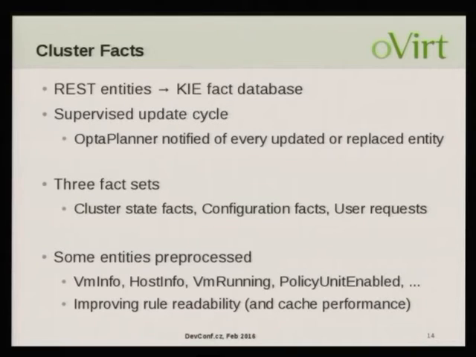Some entities are preprocessed, basically because the REST API entities are pretty deep and pretty complicated, and the caching mechanism in Drools only caches top-level objects or accesses to top-level objects. You can't replace something that's deep in the structure. You have to replace the full object. So we preprocess stuff to VM info, host info, just to make it faster and actually more readable when we access the data from the rule system.